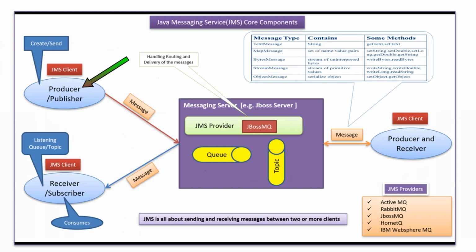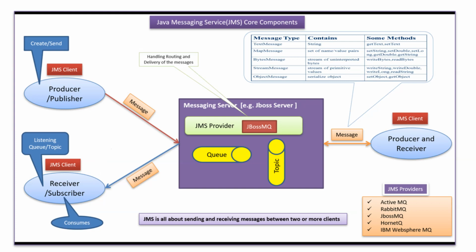Here you can see producer or publisher which creates the message and sends the messages to the JMS provider. The JMS provider is there in the messaging server, and the JMS provider has queue or topic, and messages will be stored in the queue or topic. And here you can see receiver or subscriber which will be listening to the queue or topic, and if messages are available, the receiver or subscriber consumes messages from the queue or topic. Examples of JMS providers are ActiveMQ, RabbitMQ, JBossMQ, HornetQ, IBM WebSphere MQ.